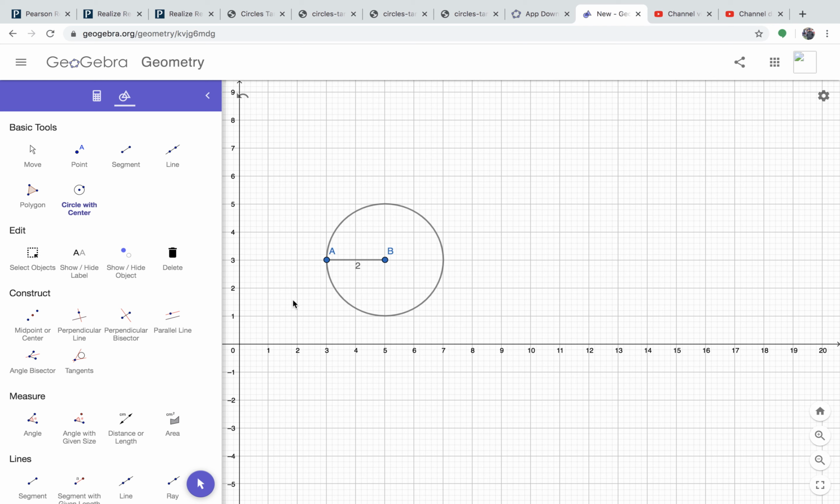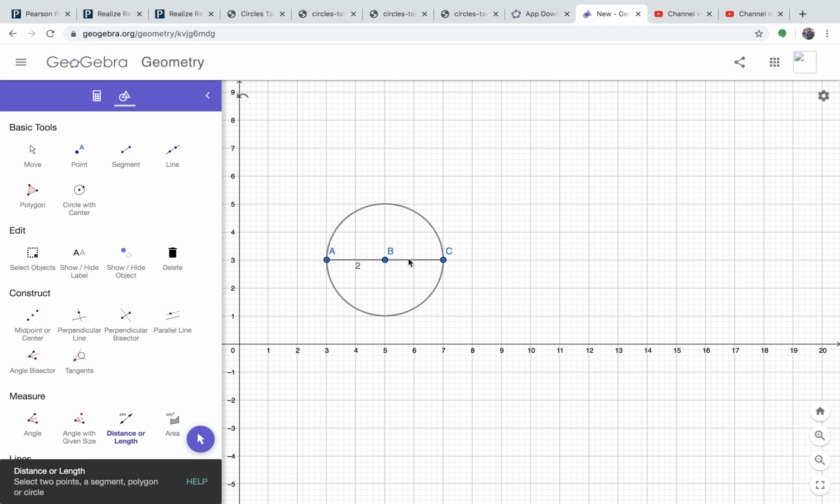Now I've created my circle, and I know for a fact my circle has a radius of 2, right? If I want to do a diameter, I'll just do another line segment from B to the edge of the circle to C. That is my diameter, right? So this is also 2. So 2 plus 2 is 4. This is what I've been rephrasing to say that the diameter is twice the size of the radius, right?